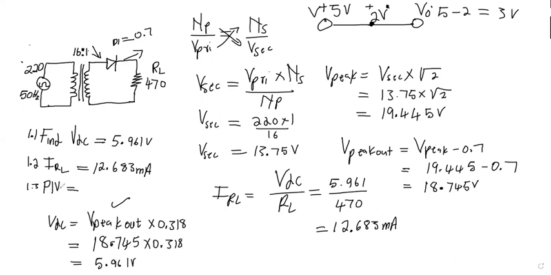So PIV, peak inverse voltage. PIV is equal to Vsec on a half wave. Therefore, what was our Vsec? Our Vsec is 13.75 volts. So that's PIV.